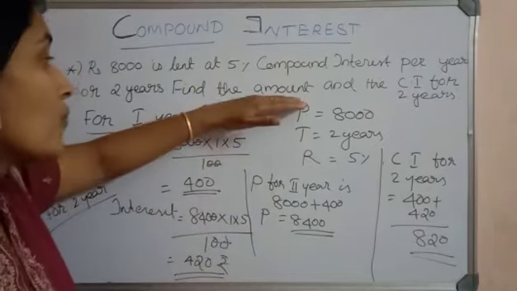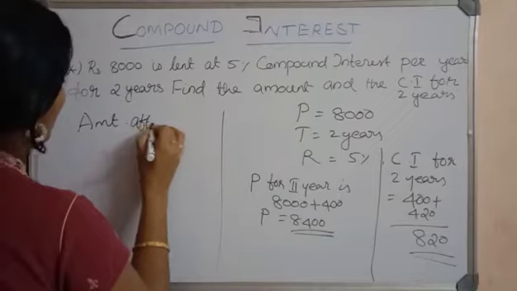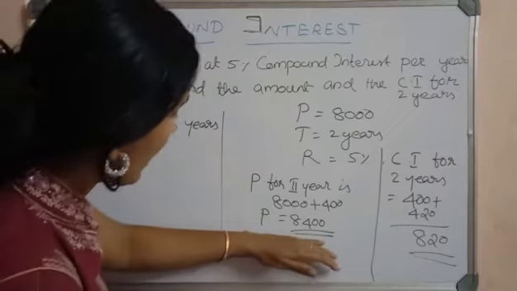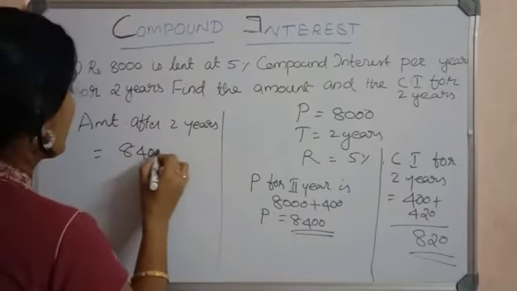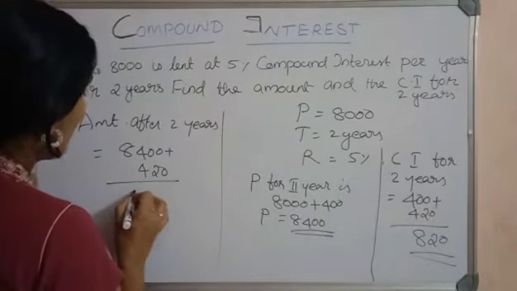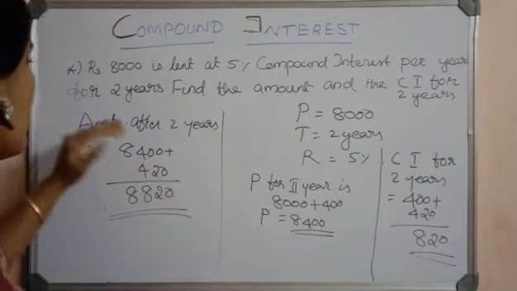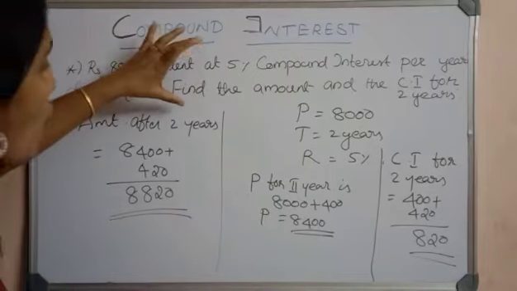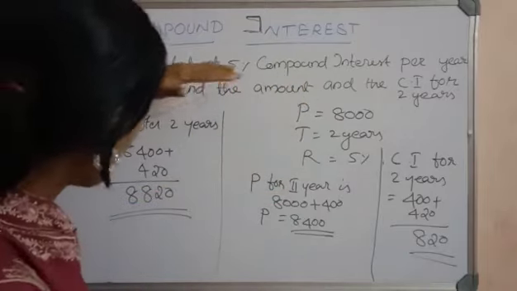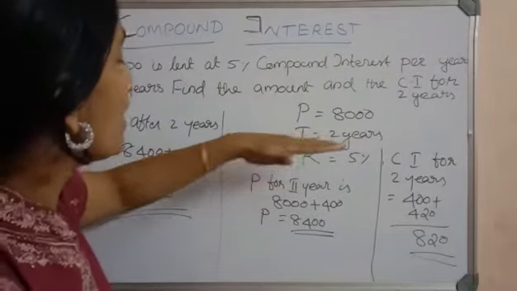And there is one more question, to find the amount also. The amount after 2 years is equal to the principal for the second year, 8,400, plus the interest for the second year, that is 420. So that will be 8,820. This is the total amount after 2 years. So this is how you have to simplify a question on compound interest. Here we have taken the time as 1 year in each case because it's given that the interest is compounded per year. That is the reason we have considered time as 1 year in each case.